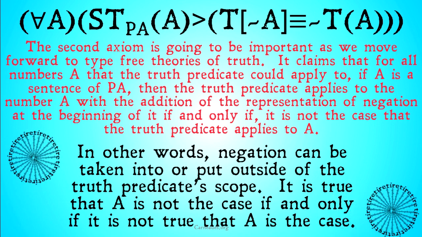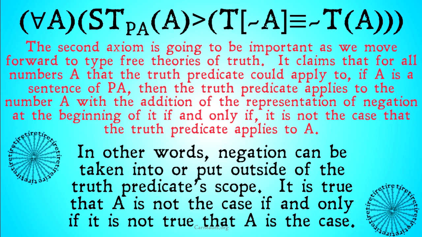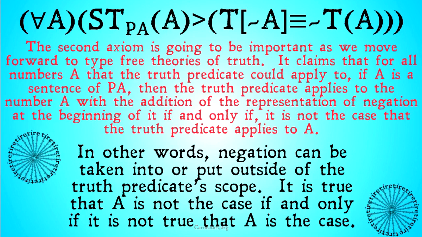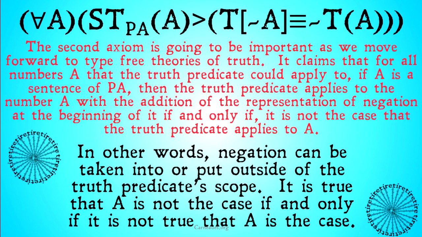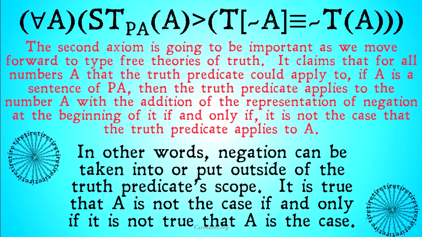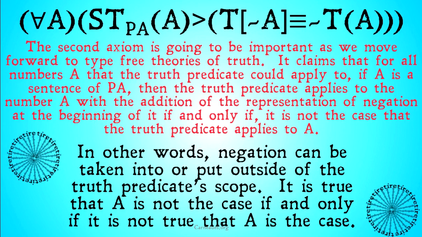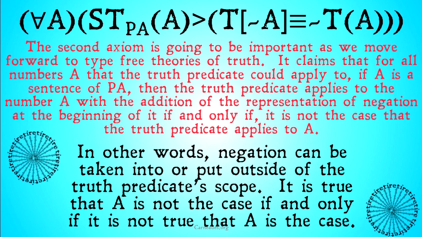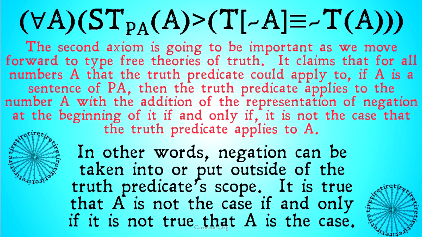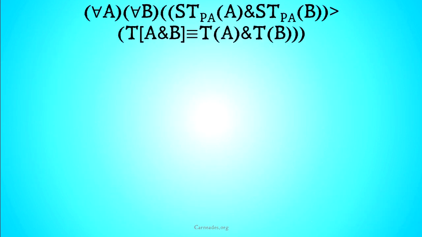In other words, what we're saying is negation can be taken into or put outside of the truth predicate's scope. It is true that A is not the case if and only if it is not true that A is the case. This should be very intuitive with our idea of the way that truth and negation work. But as we move forward into type-free theories of truth, we'll see that it may not be as intuitive as you thought it was.